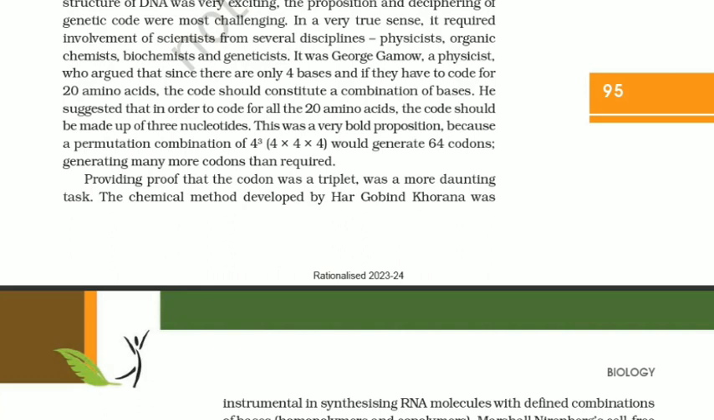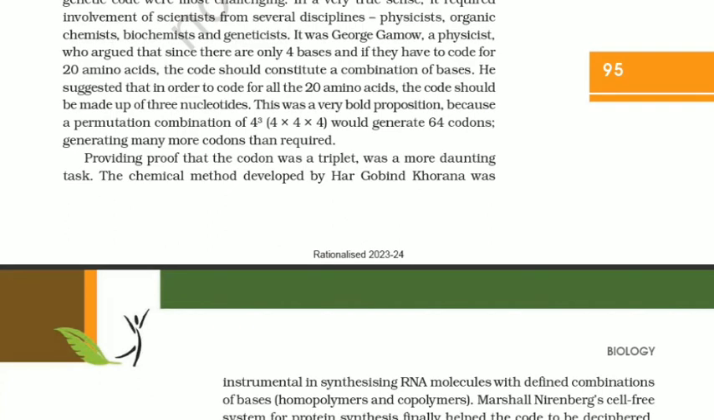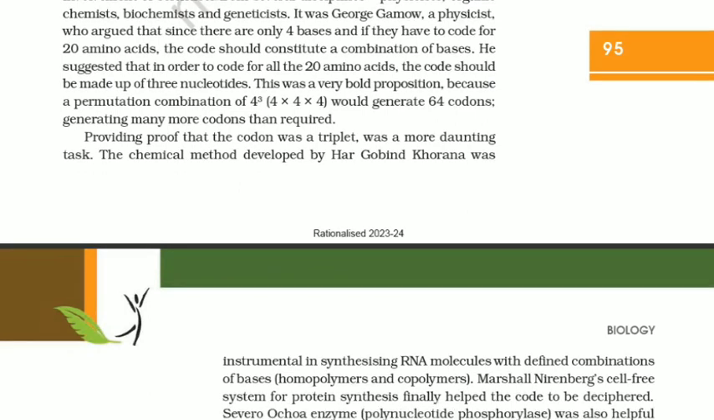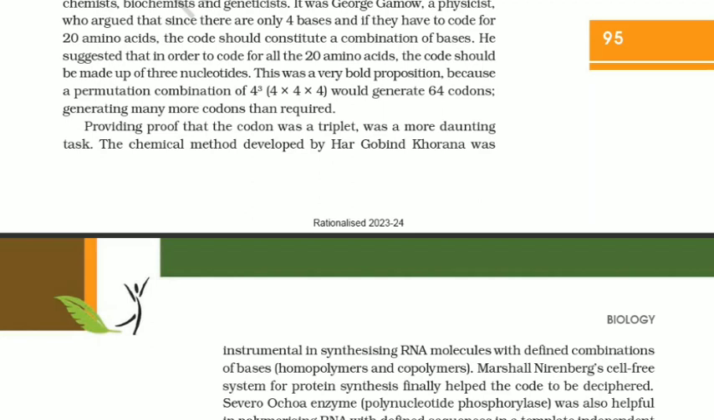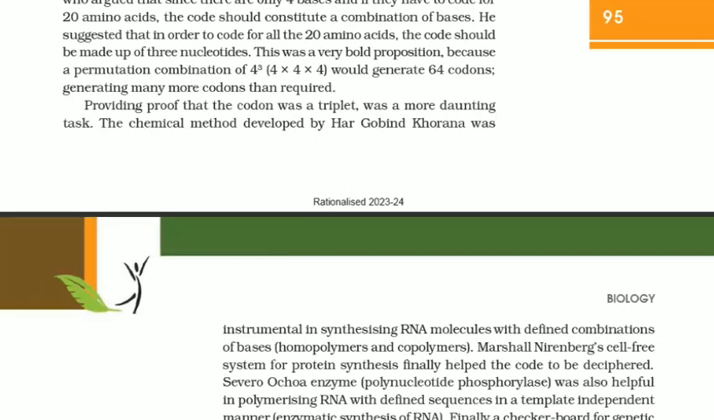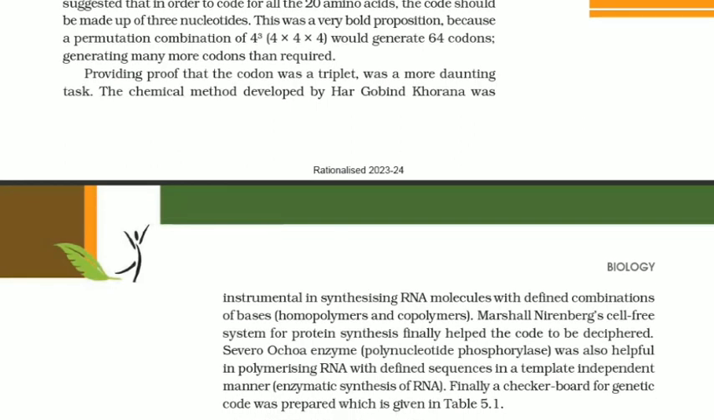It was George Gamow, a physicist, who argued that since there are only 4 bases, and they have to code for 20 amino acids, the code should constitute a combination of bases. He suggested that in order to code for all the 20 amino acids, the code should be made up of 3 nucleotides. This was a very bold proposition because a permutation combination of 4 raised to 3 would generate 64 codons, generating many more codons than required. Providing proof that the codon was a triplet was a more daunting task.